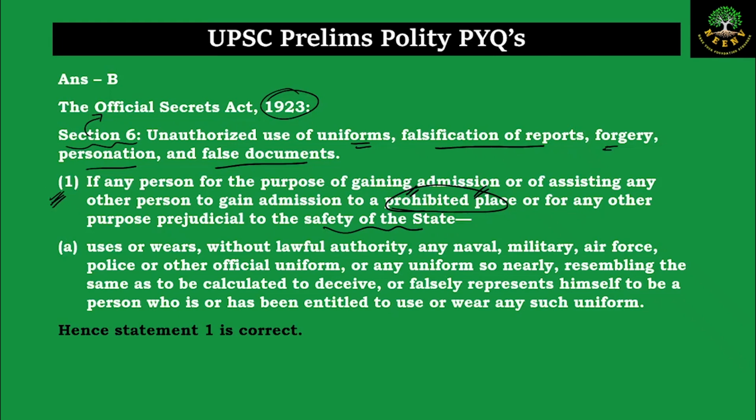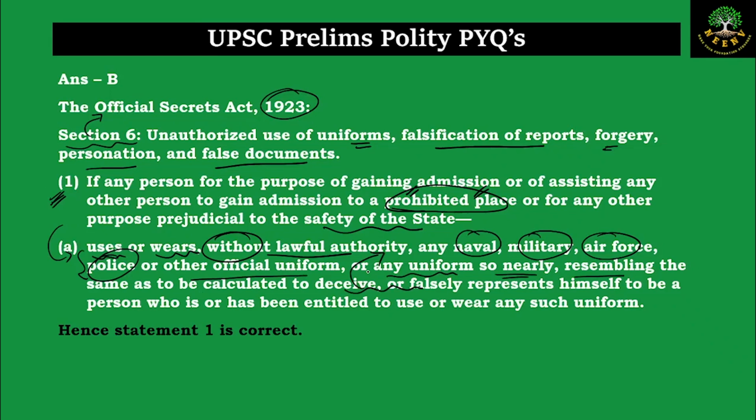And the subclause says that in order to gain admission to the prohibited place, or in order to help somebody gain admission to the prohibited place, what you are doing is using or wearing, without lawful authority, that is, without having the power to do so, any naval, military, air force, police, or any other official uniform, or any other uniform which nearly resembles the earlier uniforms, or can deceive somebody that you belong to that authority.